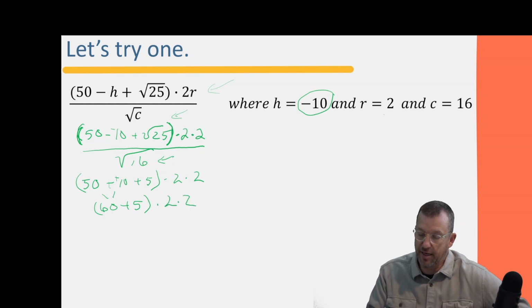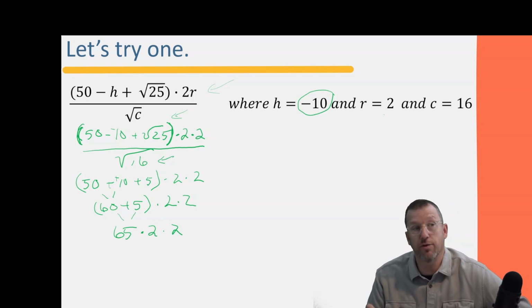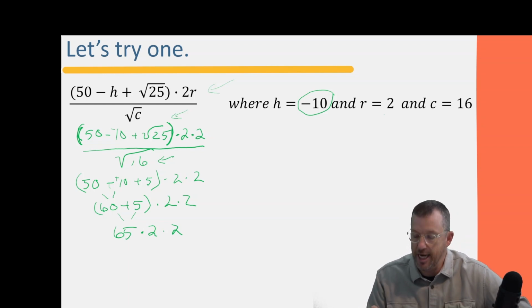Now inside that, we only have an addition problem left, so we have 60 plus 5, which equals 65, times 2 times 2. Now the parentheses is gone, so we go back to our order of operations. Do we see any groupings? No. Do we see any exponents? No. Do we see any multiplication or division? Yes. We have 2 of them here.